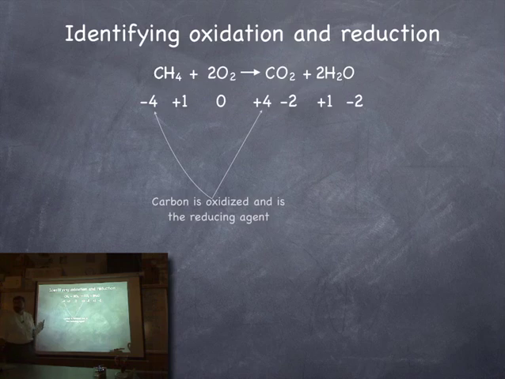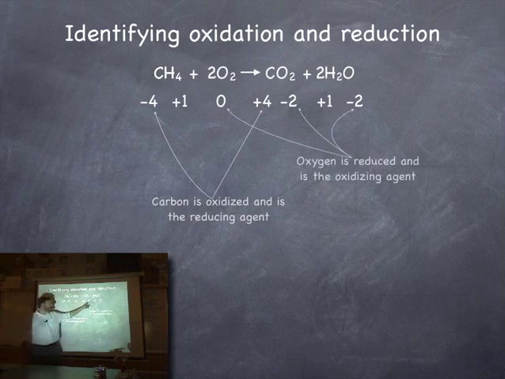What was reduced? What had its oxidation number go down? The oxygen. So oxygen was reduced. The reason why, because in a lot of cases, oxygen is the oxidizing agent. It caused oxidation in something else. The oxygen went from 0 to -2. It doesn't matter that it's in different compounds. That's irrelevant for our purposes.